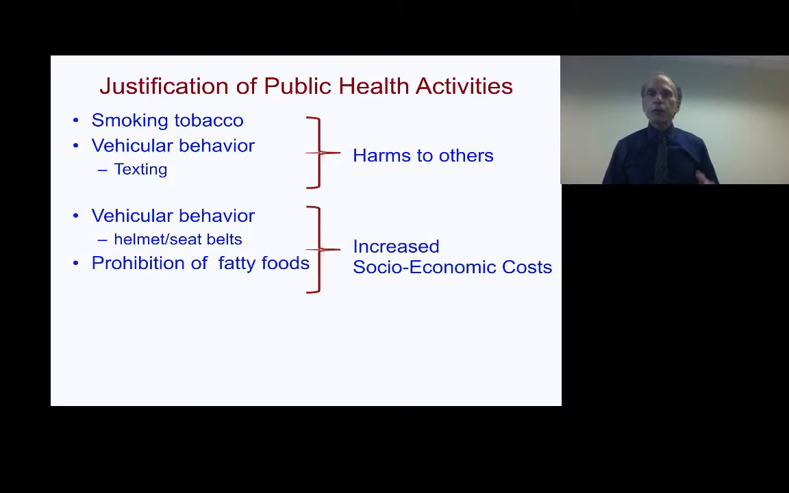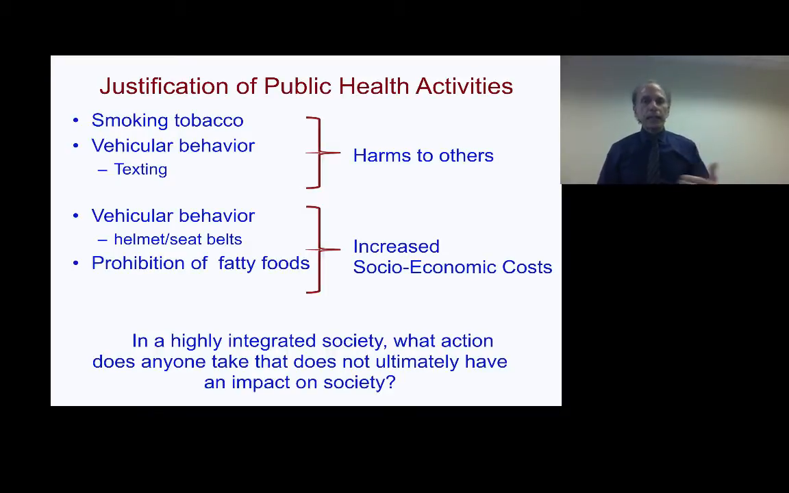This slide shows potential justification schemes for a specific public health action. For example, we use harms to others to justify programs that would prohibit smoking and texting while driving. Alternatively, we would use the concept of increased social economic harms or costs that would justify programs that would mandate the wearing of helmets and seatbelts and the prohibition of fatty foods. However, these two lines of justification, or this broad aspect of the harm principle, begs the question, in a highly integrated society, what action does anyone take that does not ultimately have an impact on society?